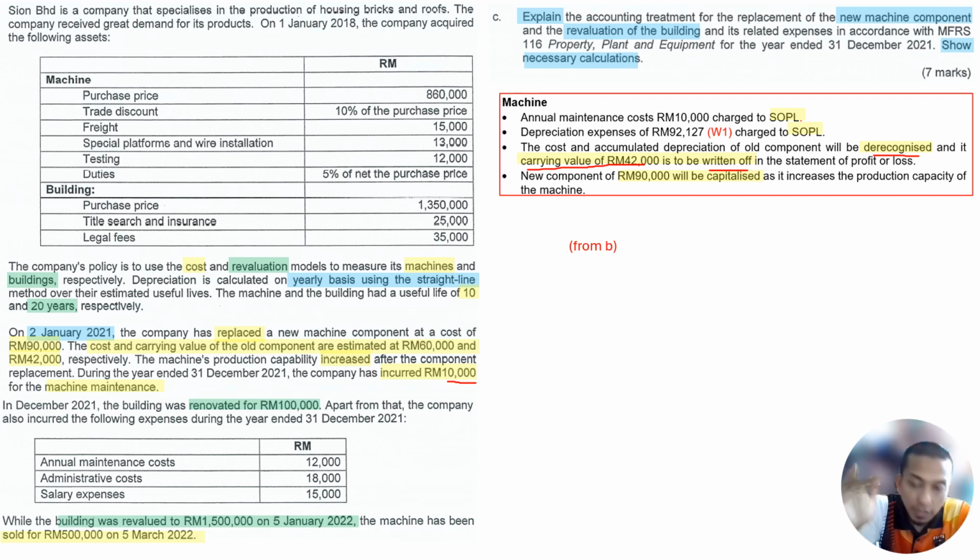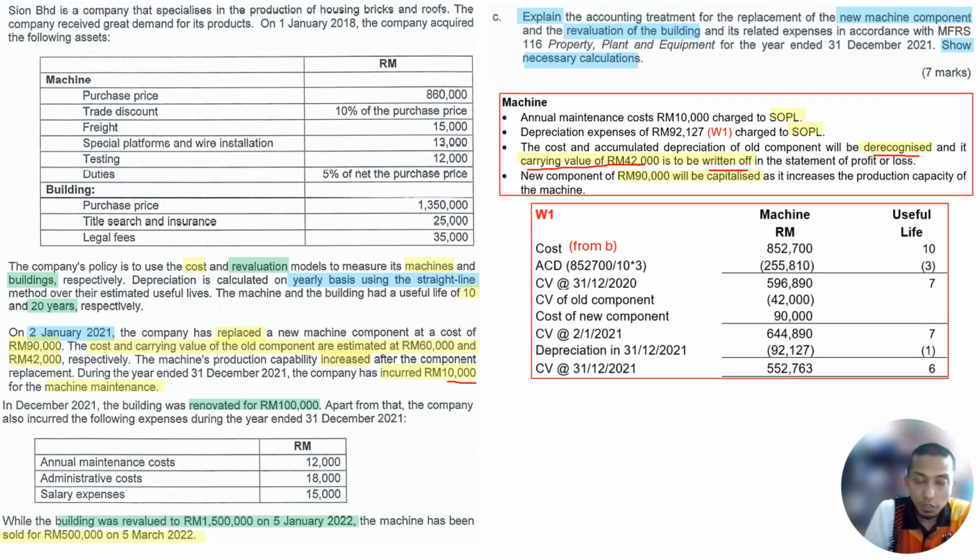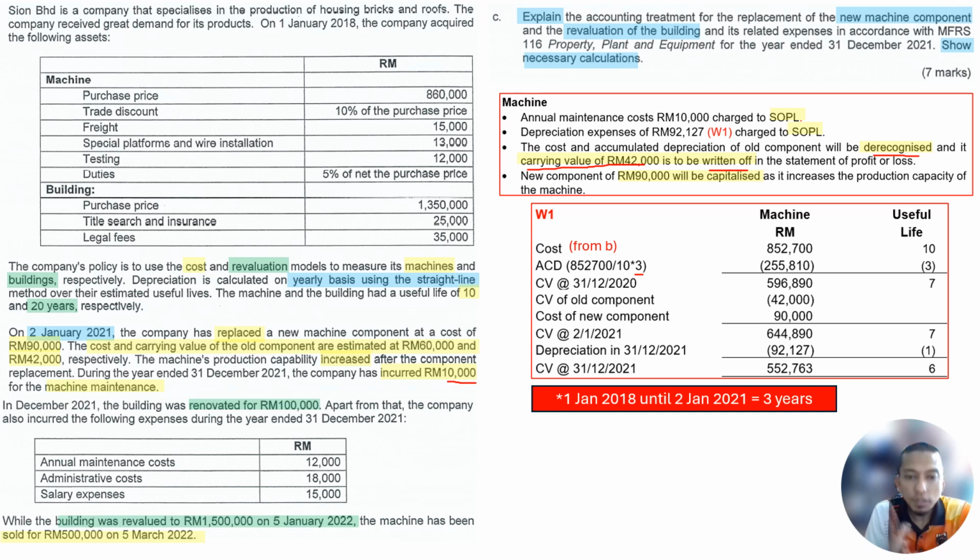Remember, in our level now, whatever answer, you need to justify your answer, why you answer this and why you answer that, all right? So this is the calculation because the question asks you to show the calculation, all right? So you see here, the cost, which is from the previous question B, accumulated depreciation is calculated times 3 years. Why 3 years? Because we purchased on 1st of January 2018 until 2nd of January 2021. So 18, 19, 20. 2021 no need lah because 21 you just begin, right? So only 3 years. So that's why it is times 3 here.